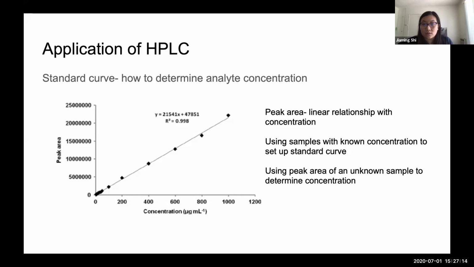And then we can run the sample with unknown concentration, and we'll get the peak area of that sample, and then we can line that peak area up to the curve that we got, and we can know the concentration of the sample we're measuring. Does that make sense? Cool.